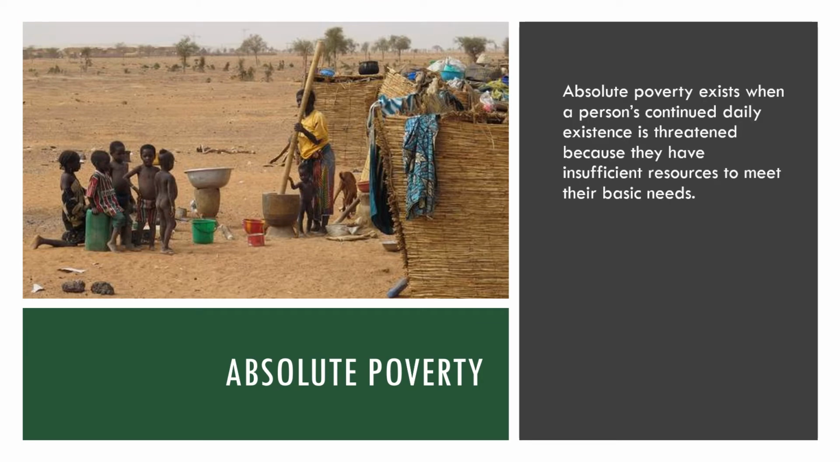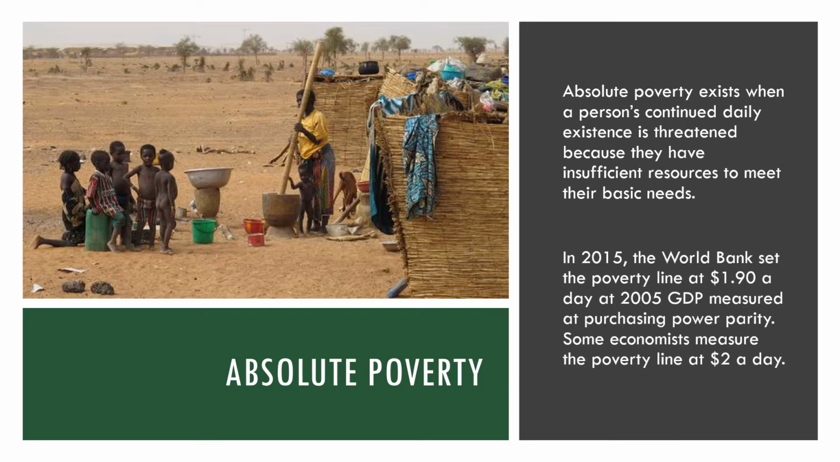Absolute poverty is what we might more traditionally consider as poverty. And it's when you are so poor that your daily existence is threatened because you don't have the resources, or you can't afford the resources to meet your basic needs. The general consensus for this, and it's a World Bank guideline, is that people who live off less than $1 a day, measured at 2005 GDP using purchasing power parity, are considered to be in poverty. Some economists argue that the poverty line should be drawn at $2 a day, but general consensus, if you earn less than $1.90 a day, you are in absolute poverty.